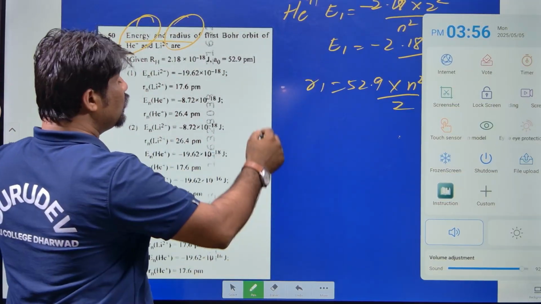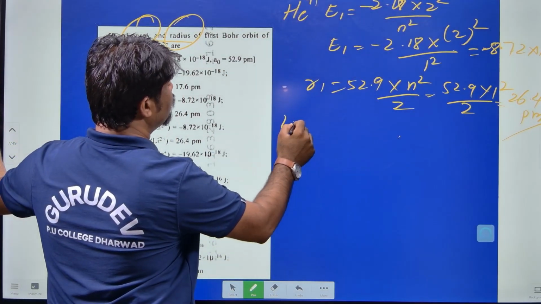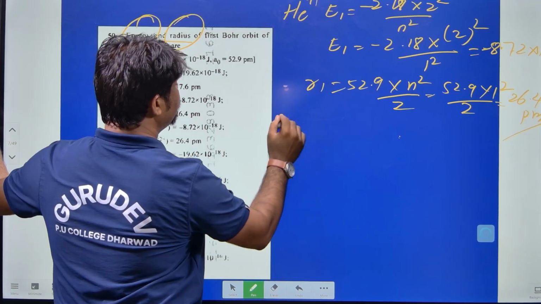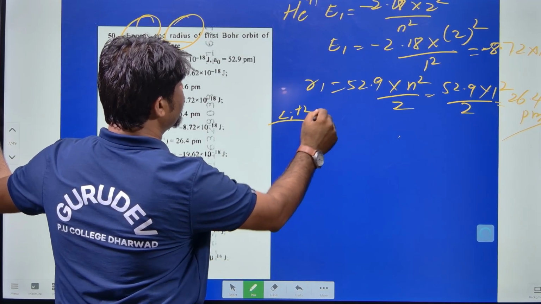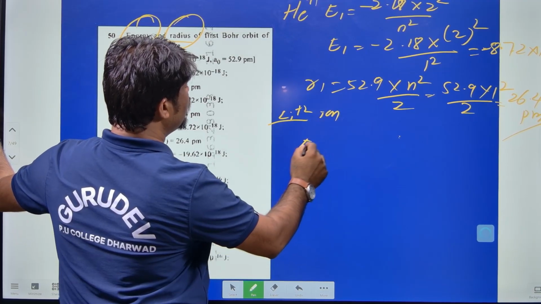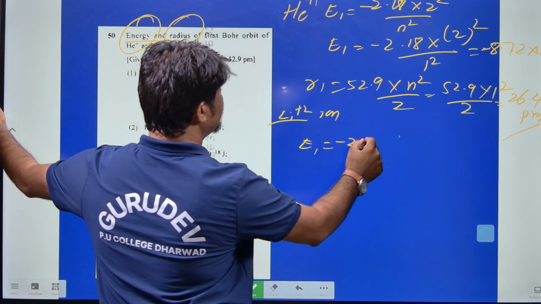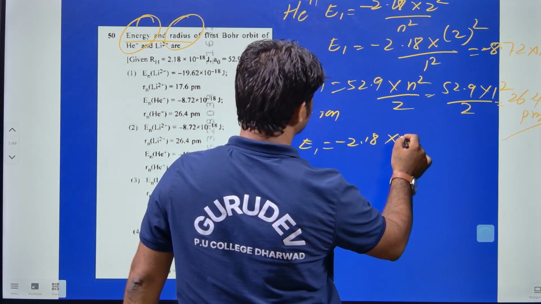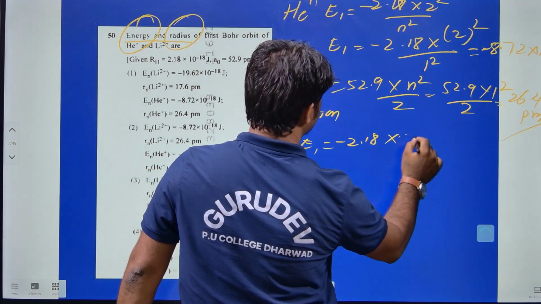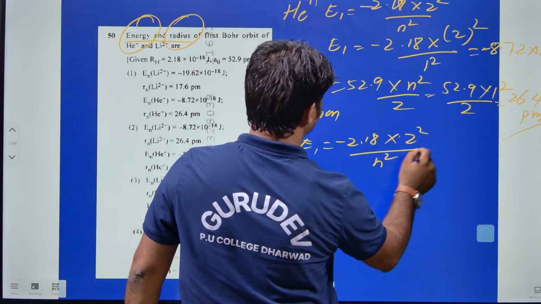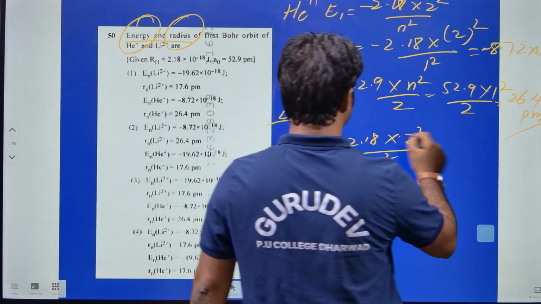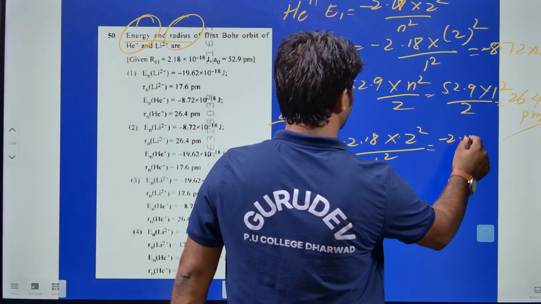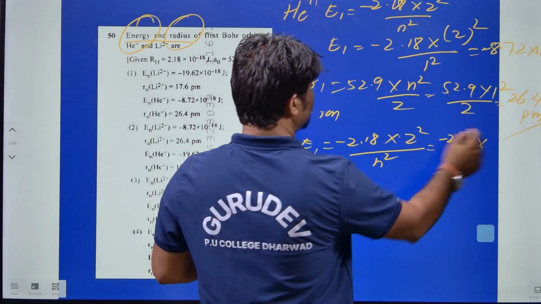Well, meanwhile go to the lithium ion, that is Li plus 2. For the lithium ion, what is the E1 value? That is energy is equal to minus 2.18 into Z square divided by n square. So here I will substitute the value, that is 2.18 into Z square, nothing but what?